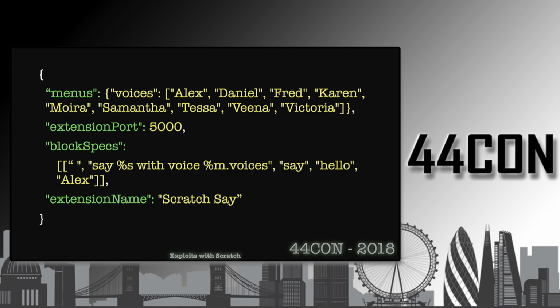The file looks like this. It's just JSON. Obviously, it hasn't got the spaces, I've pre-printed that. But basically, the menu is a list of all the voices, the port, the block, the name. You know, it's pretty simple.